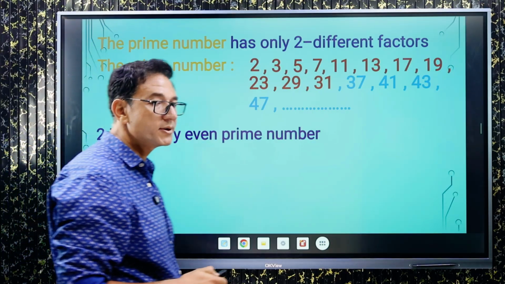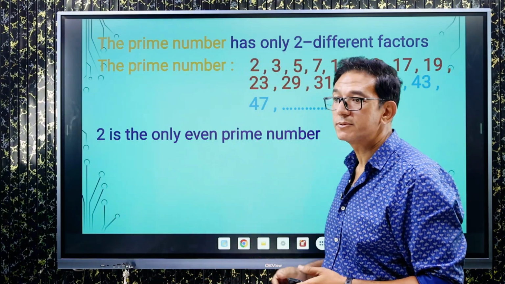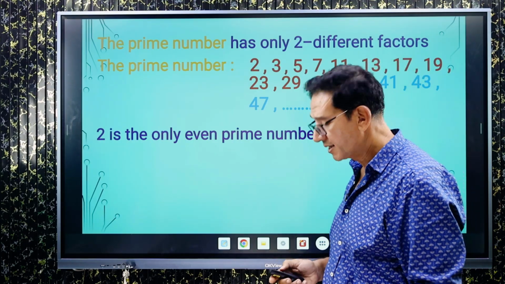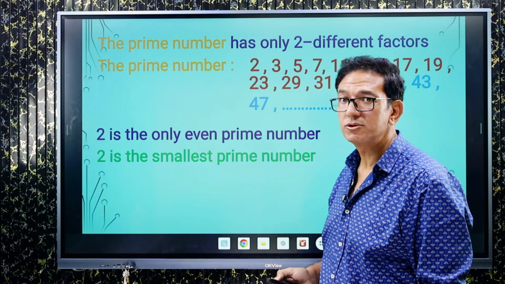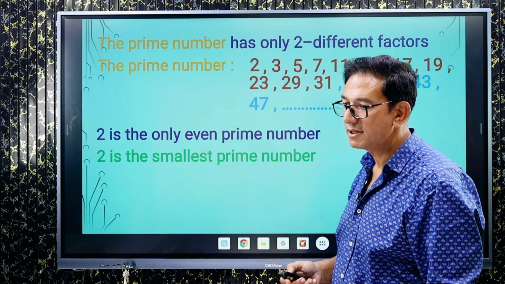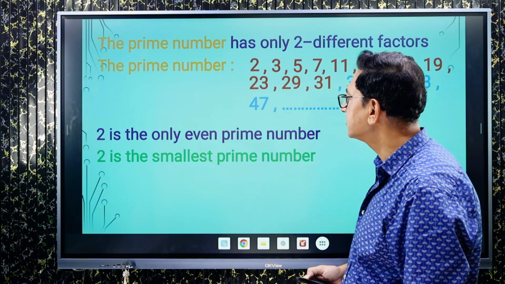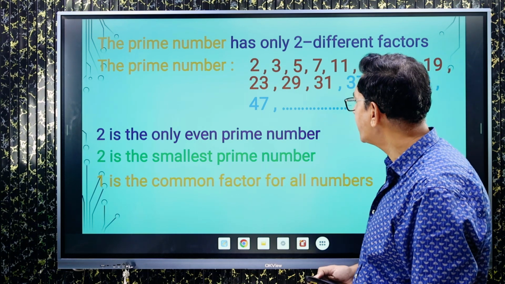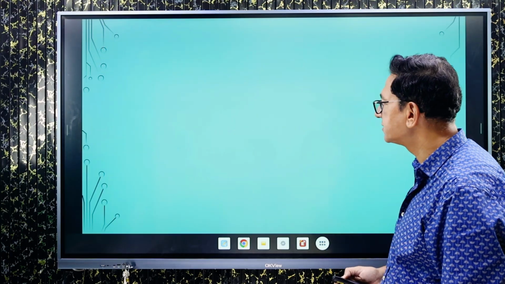2 is the only even prime number. We know that 2 is the only even prime number. So it means all the even numbers are not prime except 2. And of course 2 is the smallest prime number, because 0 is the smallest number, it's not prime, and 1 is not a prime number. So 2 is the smallest prime number. And we said that 1 is the common factor for all numbers.